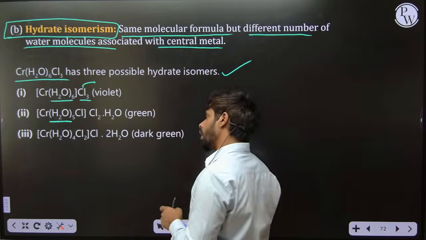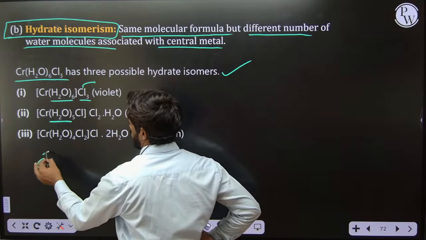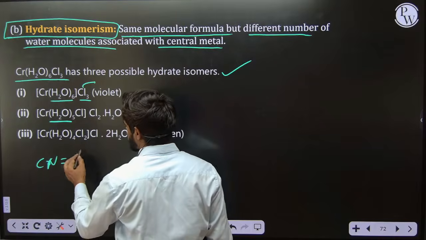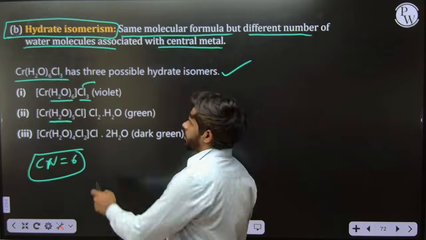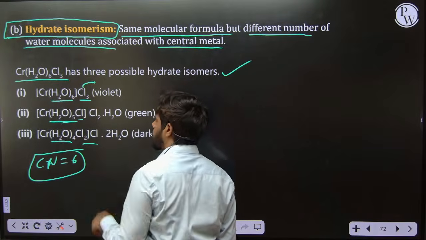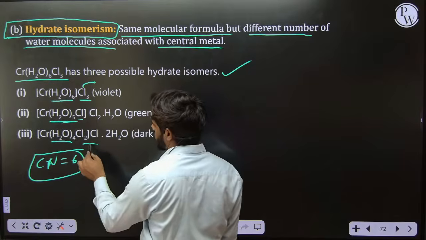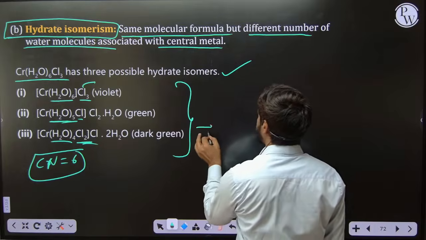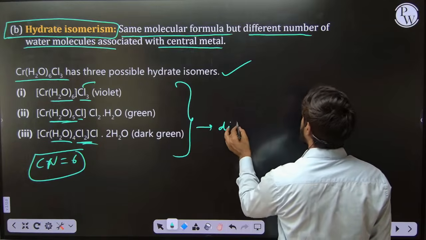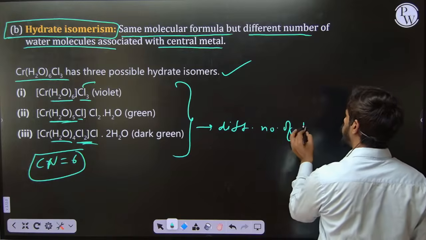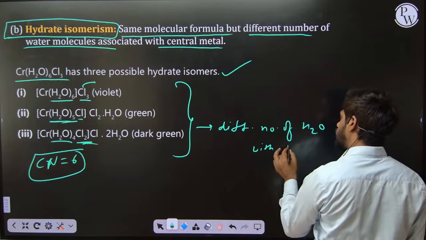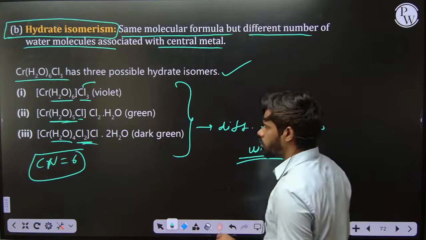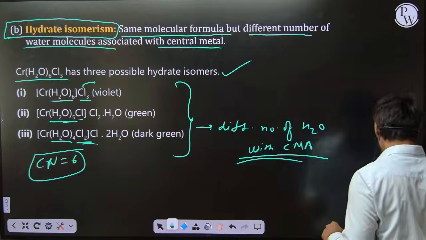Here water works as a monodentate ligand. Chromium is forming 6 coordinate bonds, that means the coordination number is 6. So it is 5 and 1 here, or 4 and 4 by using the hydrate and chlorine forming 2 bonds. That means it has a different number of water molecules with the central metal atom. So if there is a different number of hydrate water molecules, then we can say it is a hydrate isomer.